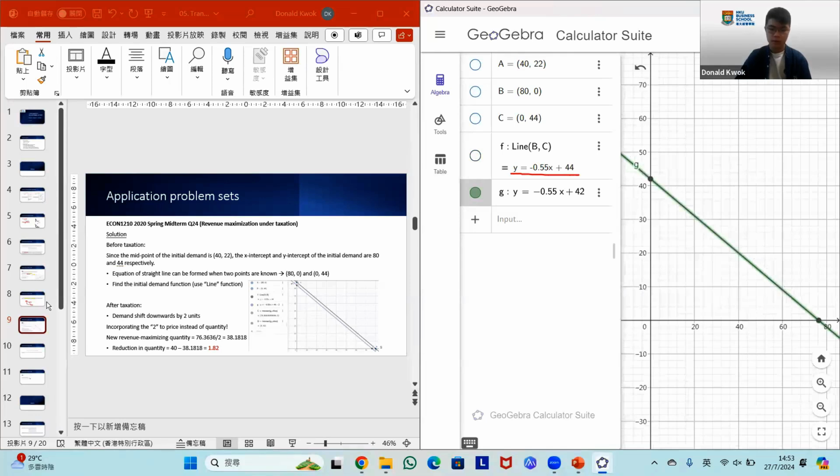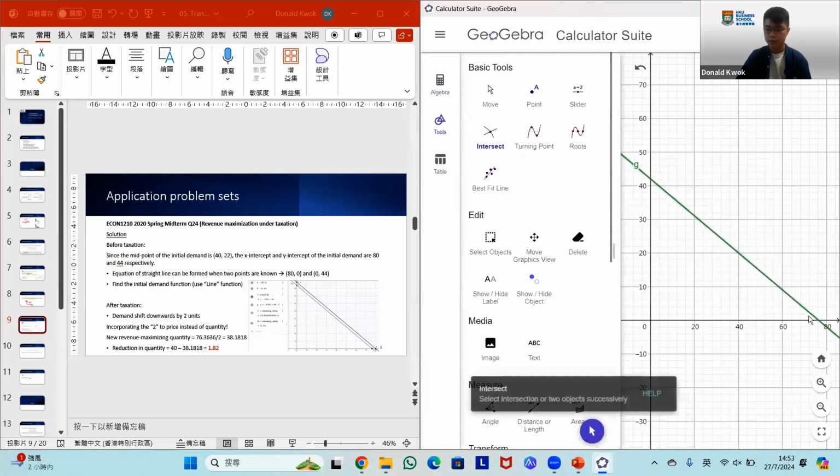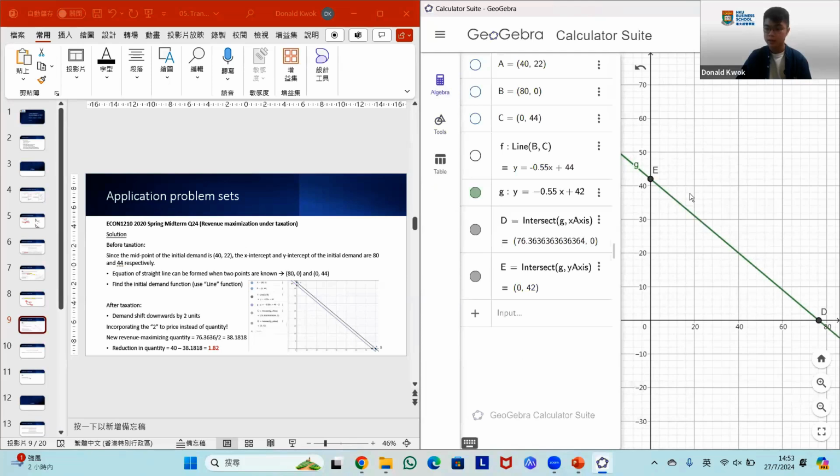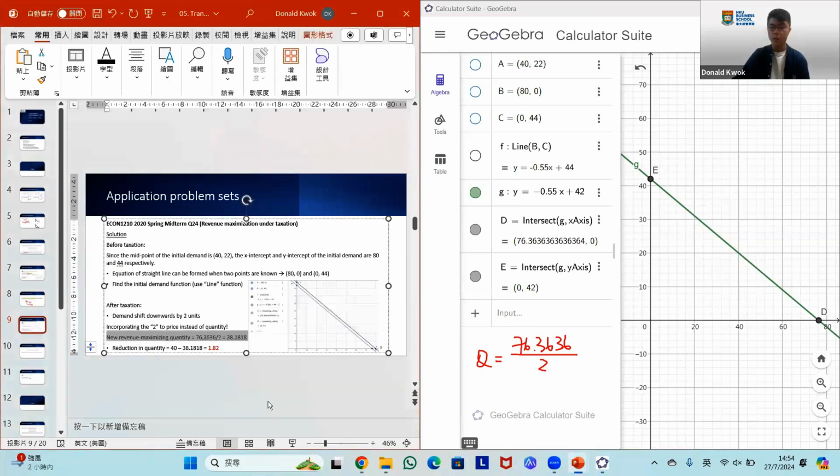All right. Finally, we are going to find the midpoint of this new demand function. How can you do that? We can find out the x and y intercept of the new demand function first, and just focus on the x coordinate of point D, because we are trying to figure out something about the quantity side. The new quantity would simply be 76.36 divided by 2. Okay, the midpoint between D and E. This means that the new revenue maximizing quantity is 38.18.